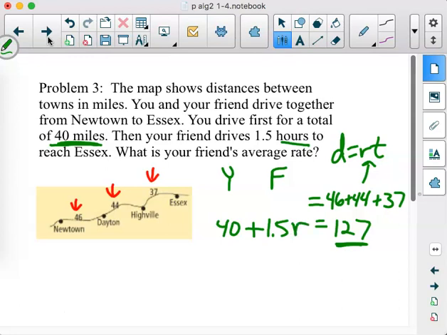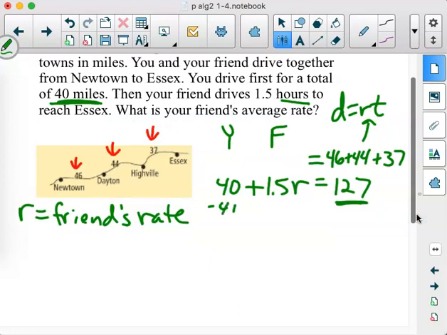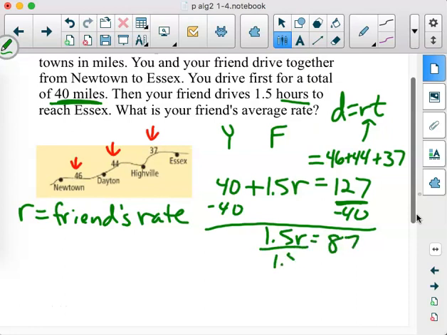So I'm going to use R as my friend's rate. Again, what we don't know is called an unknown, and we use a variable to hold the place for that. Oh, this is a two-step equation. So we would subtract 40 from both sides and divide by 1.5. And that would get us 58 miles per hour.